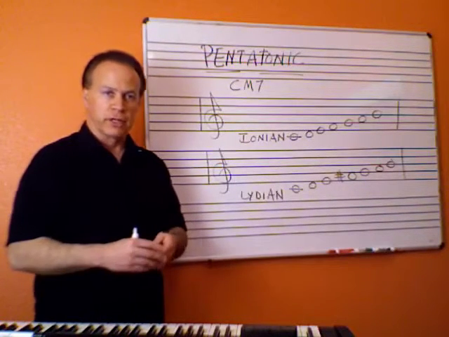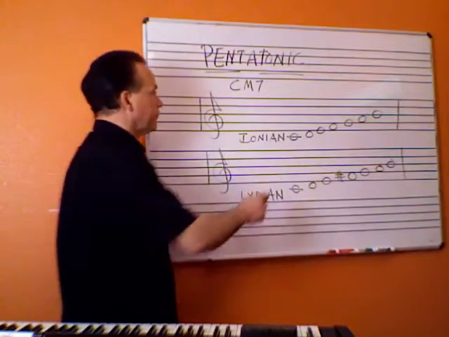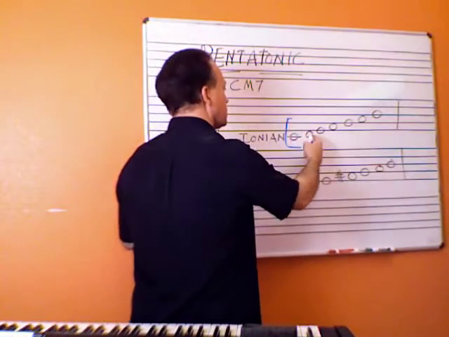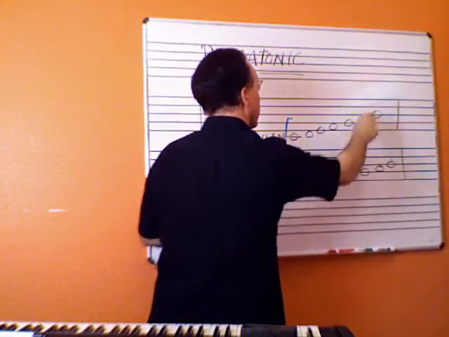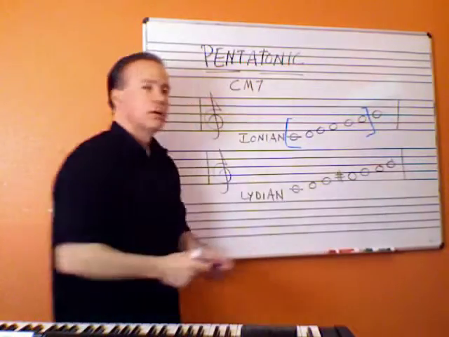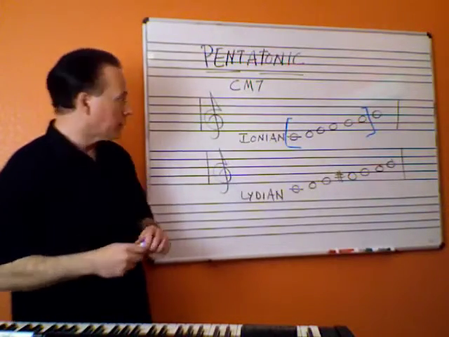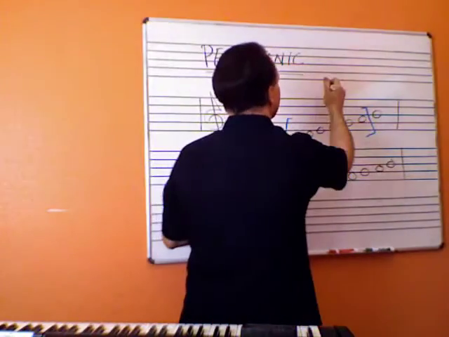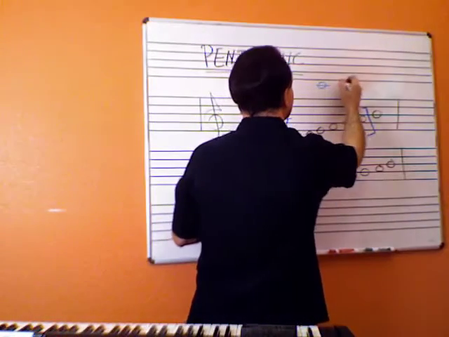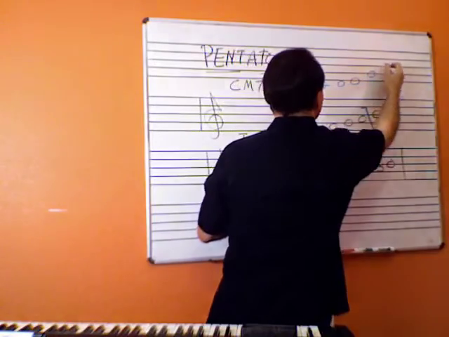Well, sure, it's really not hiding. It's pretty much right there. We have C, D, E, G, and A. There it is, right there, pretty much encompassed within that C Ionian mode. Let's go ahead and put that up here. So we can see that we have the C, D, E, G, and A.